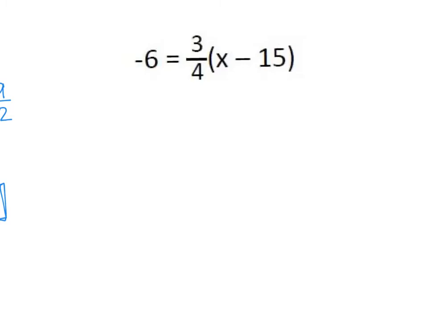Let's try this guy. Same thing like we normally would solve. We're going to distribute. We've got 3/4 x. And now we need to take 3/4 and multiply it times 15, which will be, I'm going to do work over on the side here. I'll choose a different color so that we don't get confused.